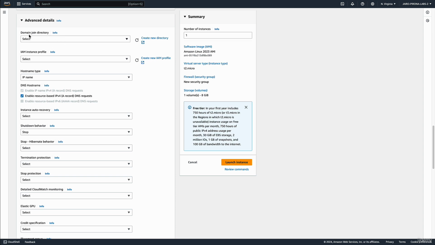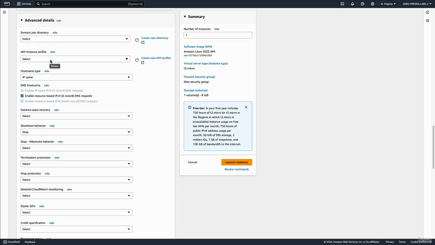So, the first option is Domain Join Directory. This option allows you to join your EC2 instance to a directory defined in AWS Directory Service. This service allows you to create a Microsoft Active Directory in the AWS cloud.